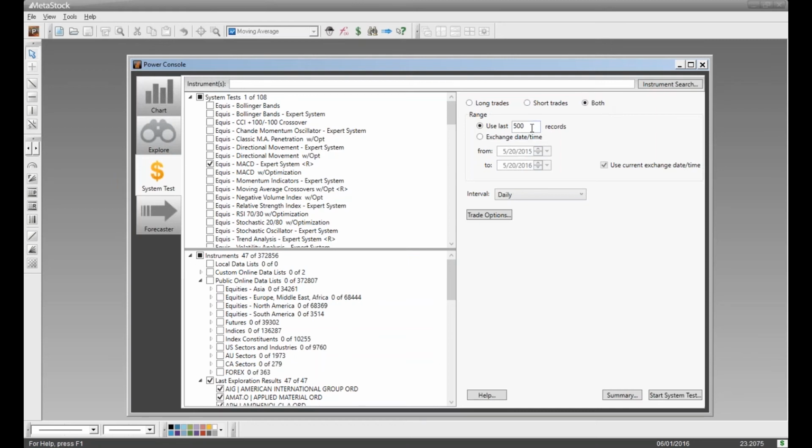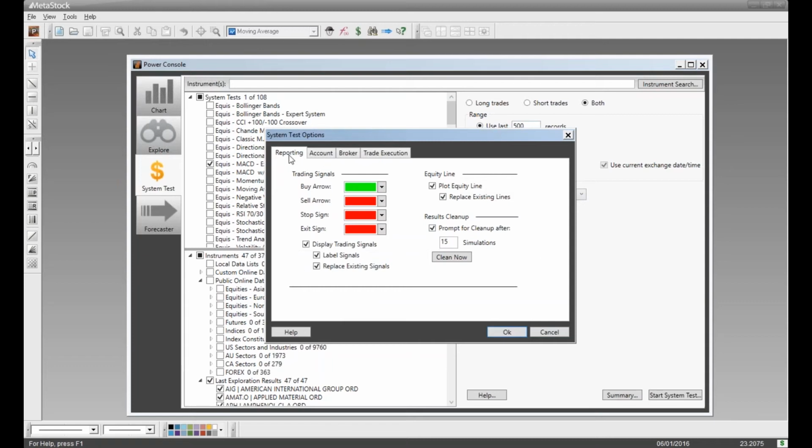We want to run a system test over the course of the last, let's say, 2 years. There's about 250 trading days within a year, so we'll run it over 500 records. We're going to do it on a daily interval. Now again, all of these tools work intraday as well, so I can be running system tests on a 1-minute chart if I really want to.